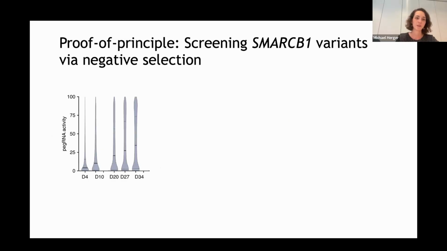We then introduced our library containing more than 10,000 guides into a pool of HAP1 cells and selected samples at several time points before sequencing the stably integrated constructs. And one of the first questions we addressed was what are the editing efficiencies we actually achieved? And as you can see here in the plot, edits continue to accumulate throughout the experiment.